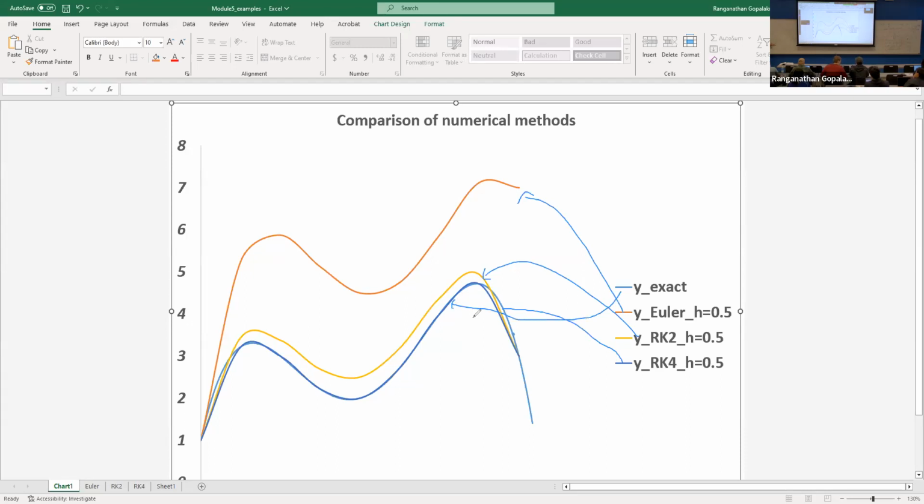So what is your takeaway from this? If I give you this plot and ask you to write a one-sentence inference, what will you write? The RK4 method is the most accurate method given, even though it has a crude step length. For the same step length, accuracy improves with the order of your approximation of the slope. That's what the RK4 method does.